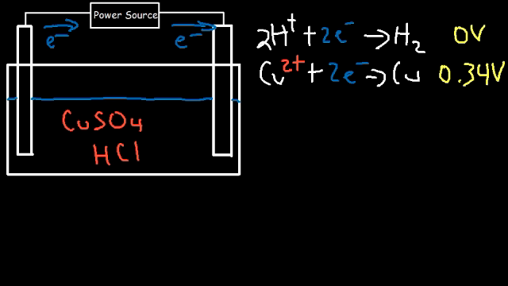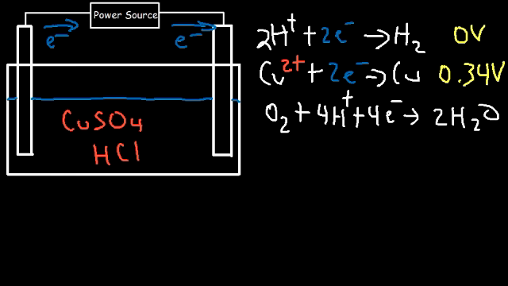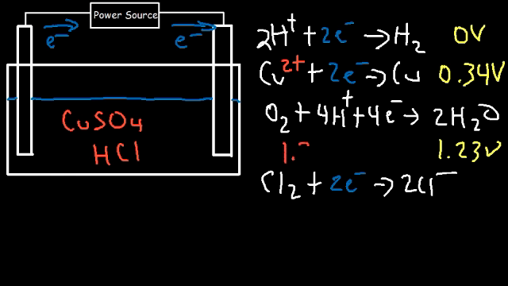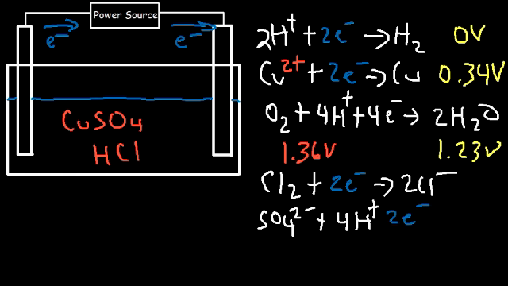Now, the standard reduction potential for oxygen under acidic conditions is about 1.23 volts. We also have the reduction potential for chlorine, and it's going to turn to chloride with a cell potential of 1.36 volts. And also sulfate can be reduced to sulfur dioxide under acidic conditions. And sulfur dioxide is polar, so it can dissolve in water.